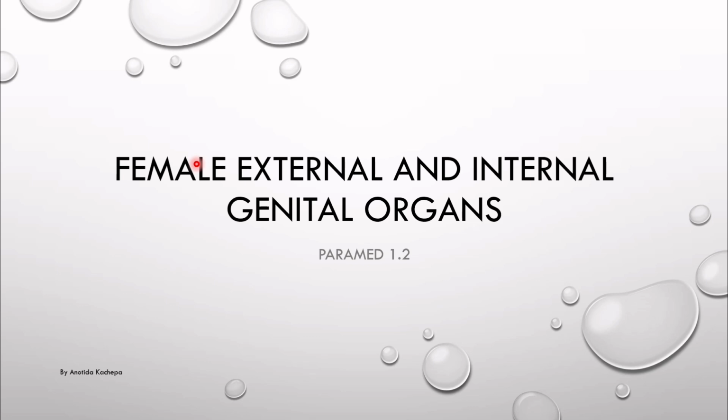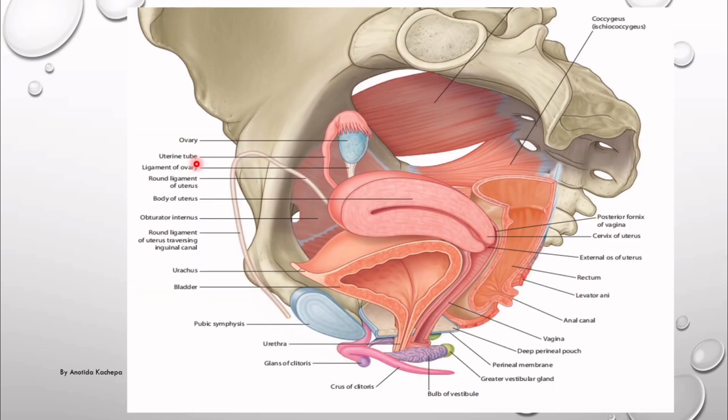So let's talk about the female external and internal genital organs. This is the view of the female pelvis. Here we see the ovary, the fallopian tube. This is the uterus, but we can appreciate that this is the body. Then we see the uterus piercing the vagina with the cervix. Then the vagina continues into the external environment.